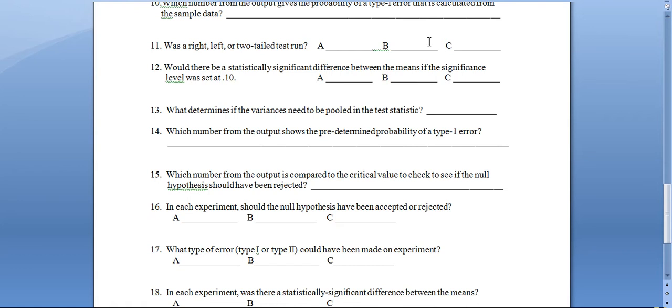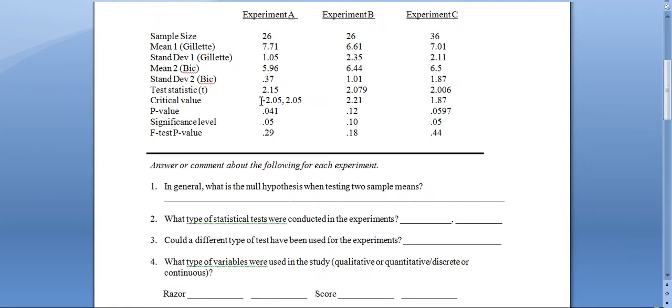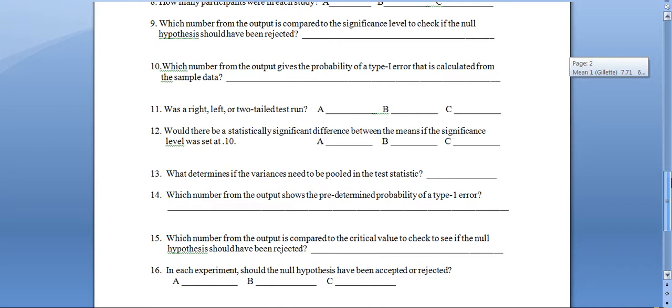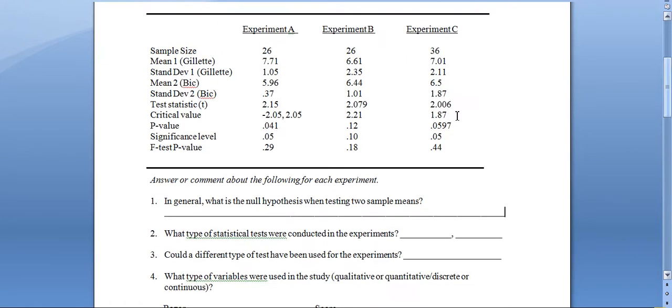Now, was a right, left, or two-tailed test run? You can tell that by going up and looking at the critical value. So this should give us some indication here of what our answers are going to be for those. Would there be a statistically significant difference between the means if the significance level was set at 10%? So again, we'll go back here, and if this was 10% here instead of 5%, would we reject? Well, this already is 10%, so we can tell that already here. If this was 10%, would we reject? And that's what they're asking you.